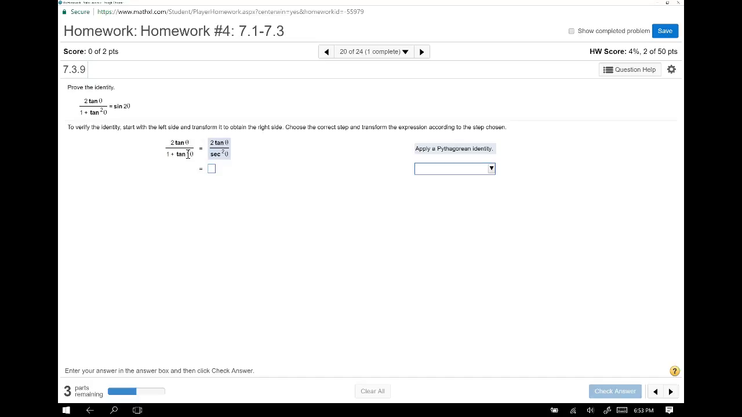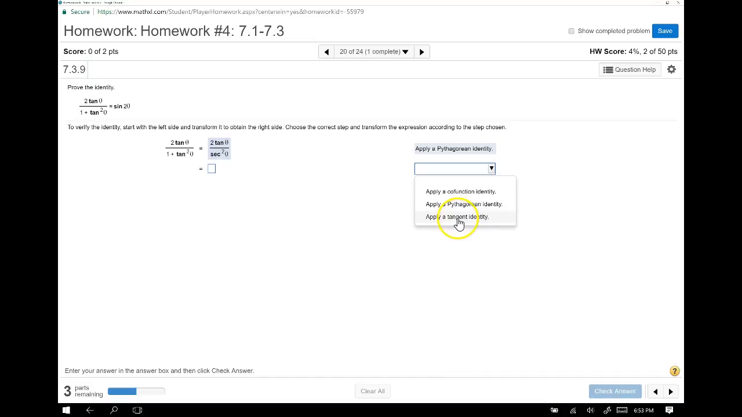So I've got no idea what they want me to do now. Let me see what my choices are. Apply a co-function identity. Co-function identities have to do with adding or subtracting 90 degrees or pi over 2 inside the angle. I don't see any of that here. That's definitely not going on. Apply a Pythagorean identity. I'm not going to undo what I just did, so I'm probably not going to do that. Apply a tangent identity. I could probably do that.